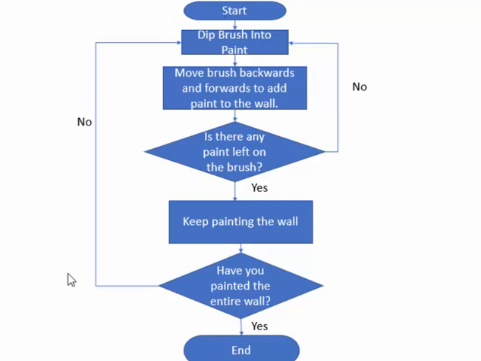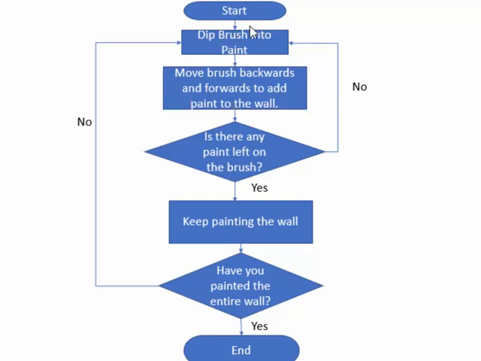In this example, this is about painting a wall. At the start and at the end, we have something called a terminator, which we use with a rounded rectangle. They always say start and end. And then here we've got a rectangle which is called a process. So these are all the things that you do. You'll see it says dip brush into paint, and then another process, move brush backwards and forwards, and to add paint to the wall.